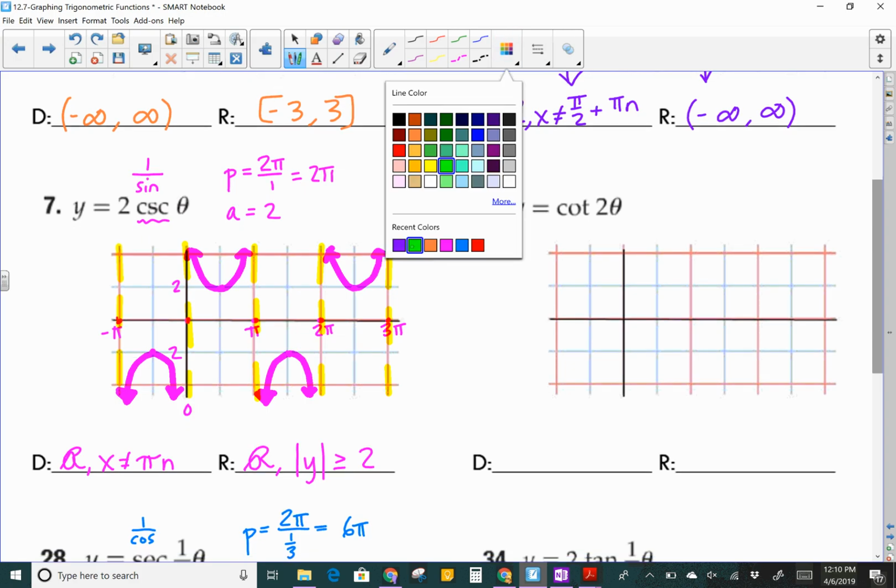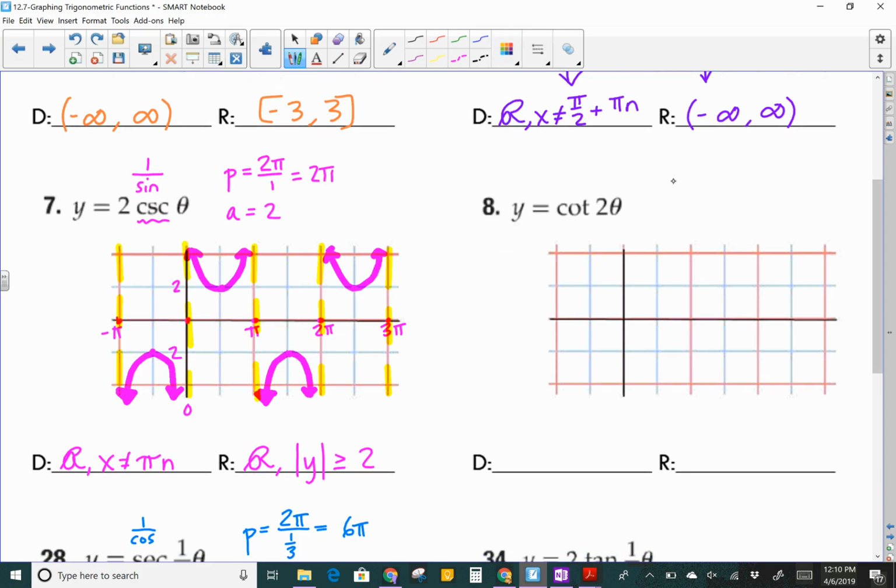Okay, let's do a cotangent. Again, starting with my period. 2 pi over b, which is 2, equals pi. So I'm going to go out 1, 2, 3, 4, label it pi. Halfway is... it's not 2 pi over 2, but pi over 2, because the parent function period is pi over my b, which is 2. So I'm going to go out 4 tick marks, label it pi over 2. Halfway is pi over 4. Add them together and you get 3 pi over 4.